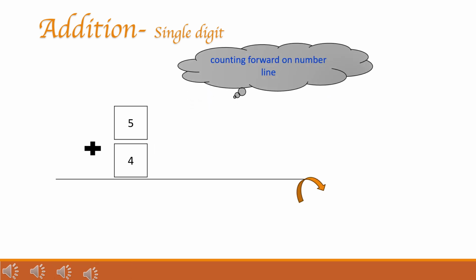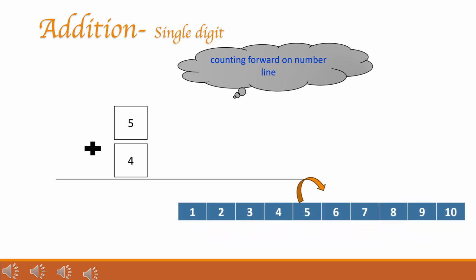Now we will learn how addition can be done on the number line. We will solve the same problem. We have to add 5 and 4, but with the help of the number line. The concept remains the same. In addition, we do forward counting from the greater number. So that we need to remember.